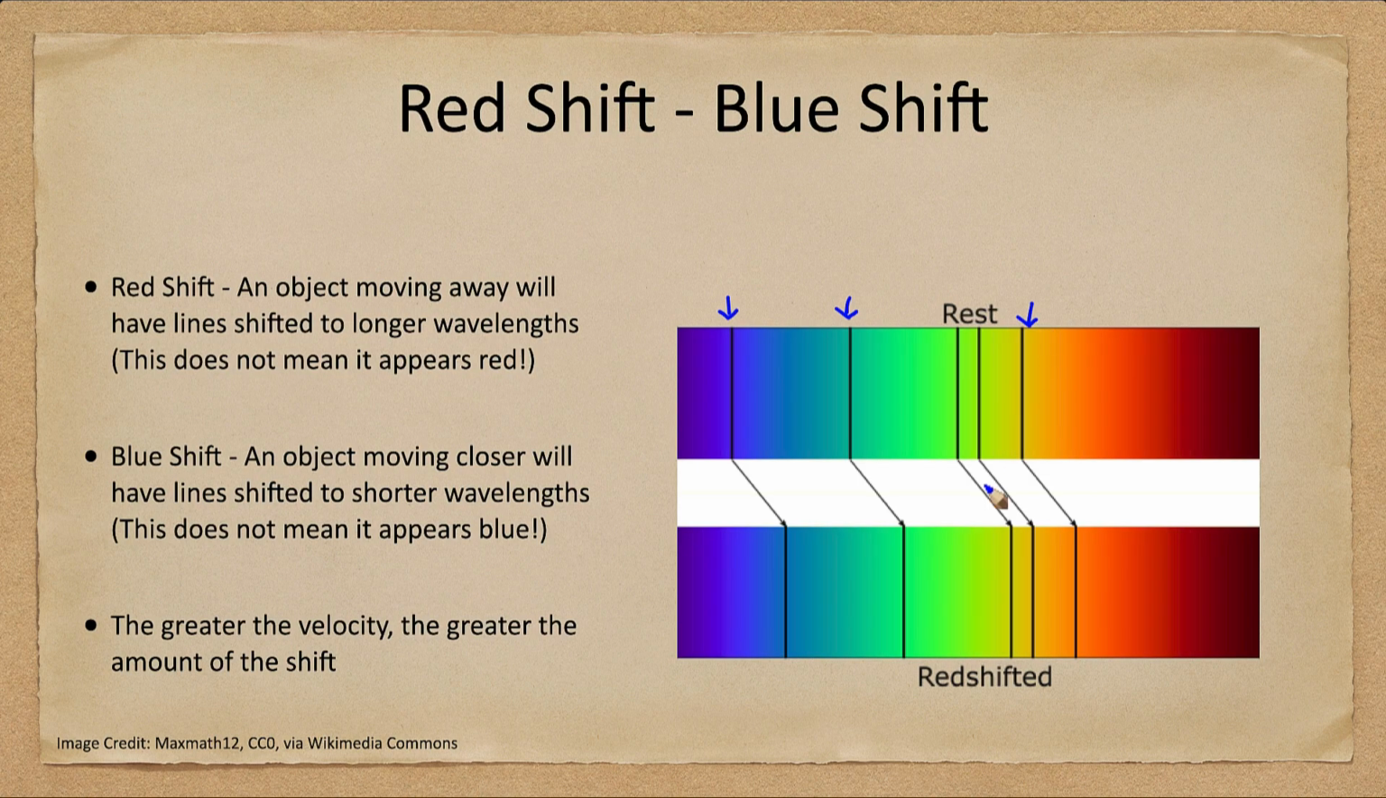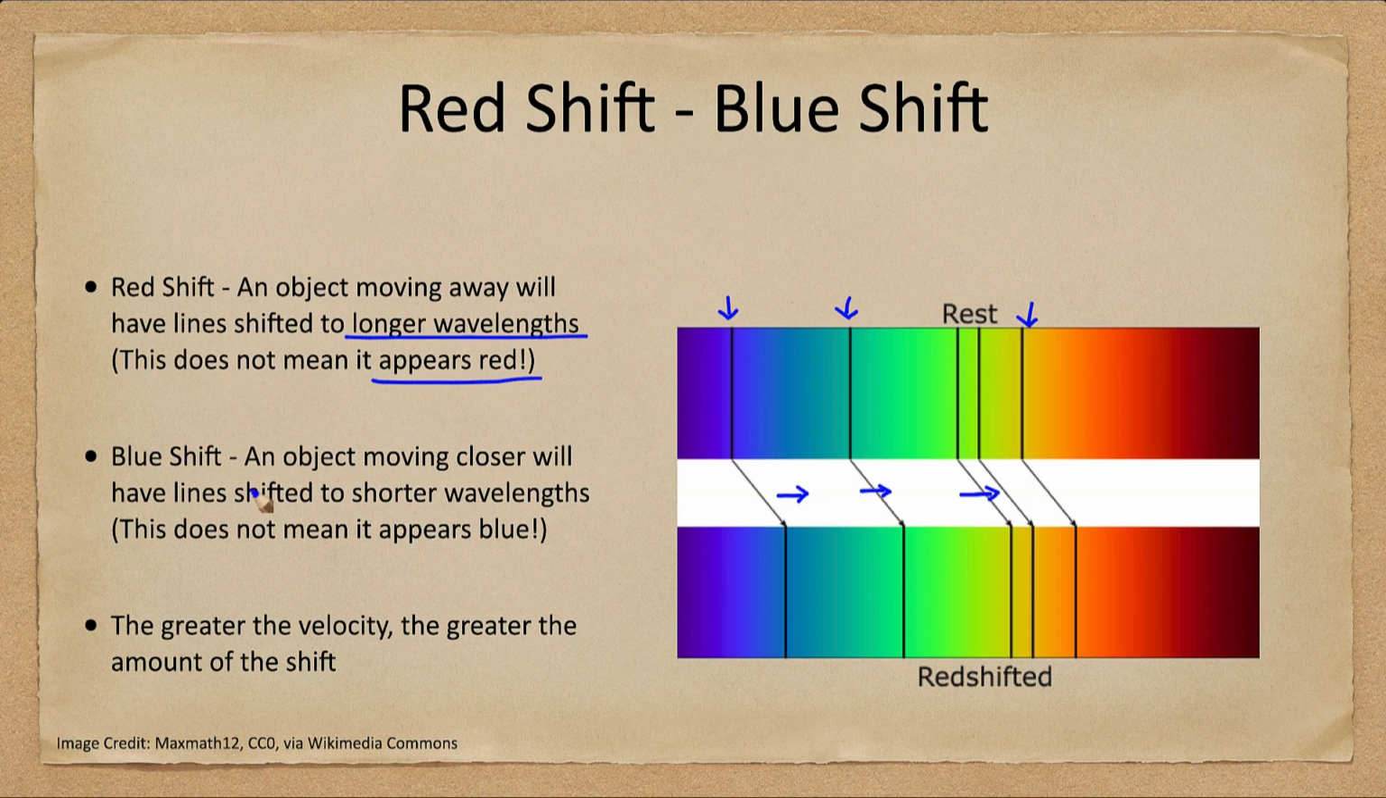And when it's moving, everything will be shifted toward the red portion of the spectrum. So each line is then shifted, and everything will be shifted towards longer wavelengths. Now, please note that does not mean it appears red. This blue line might be shifted to a different shade of blue or green to a different shade of green, but it does not mean it will appear red. That just means that they are shifted towards longer wavelengths.